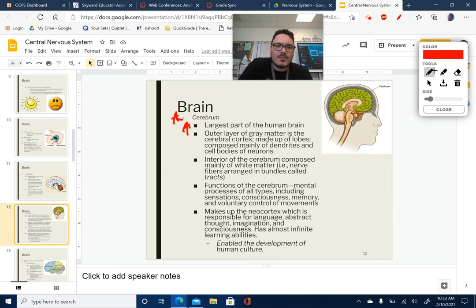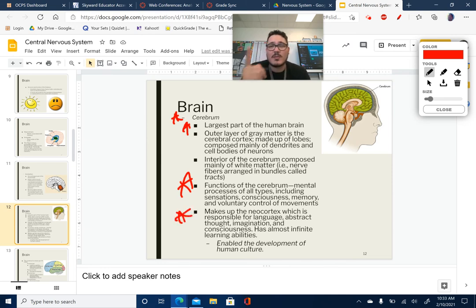Functions of the cerebrum, that's what we really want to pay attention to. Mental processing of all types. That includes sensation, consciousness, memory, and voluntary control of movements. Consciousness is the one you really want to pay attention to. So having conscious thought is due to the cerebrum. It makes up the neocortex, which is responsible for language.